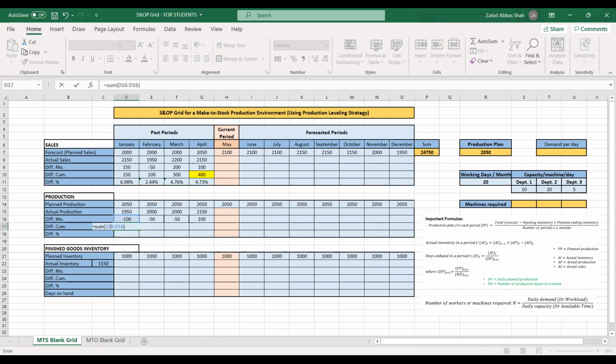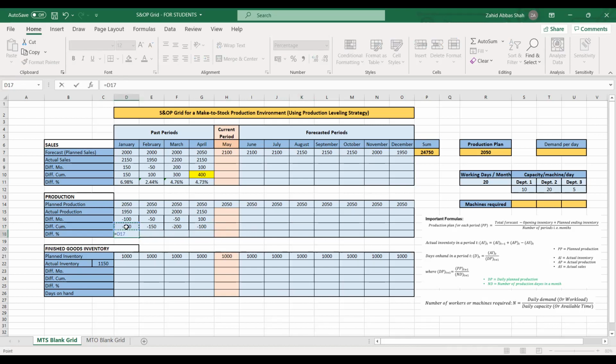You can fix the first D16 cell in this case. So you could see that the cumulative difference has been minus 100 till the month of April. So we have produced slightly less than what we plan to produce. 100 units produced are less than what we plan to produce. And then this difference has a percentage.